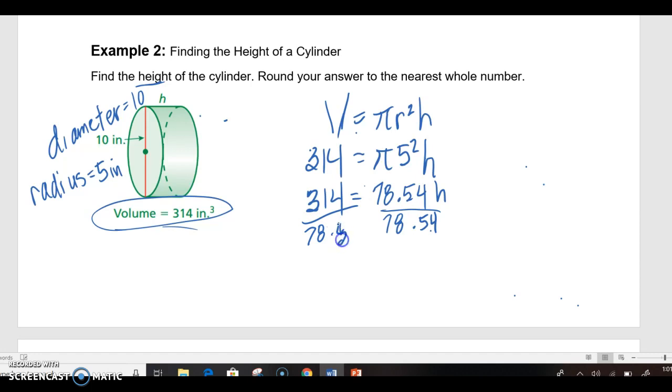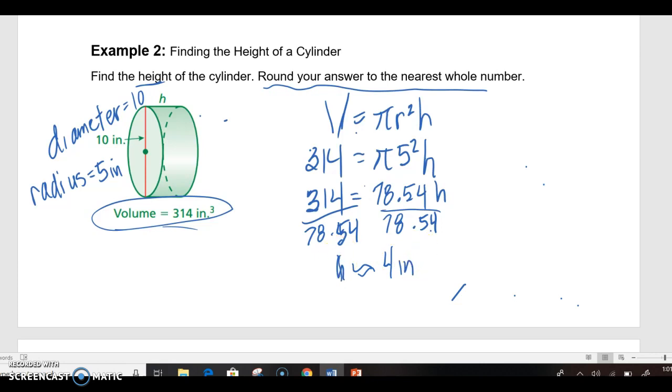So that's just one more calculation I'm going to do with my calculator. So I'm going to clear out my screen, and I'm going to put in 314 divided by 78.54. Okay, and it gave me 3.997. Notice, again, directions say round the answer to the nearest whole number. So I'm going to say the height is about 4 inches.